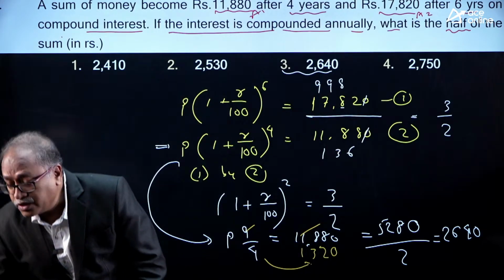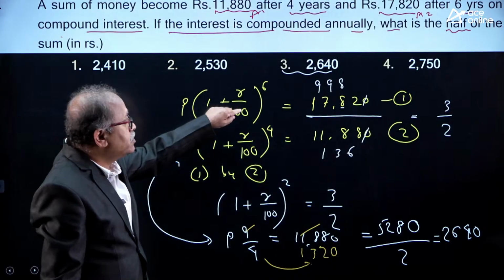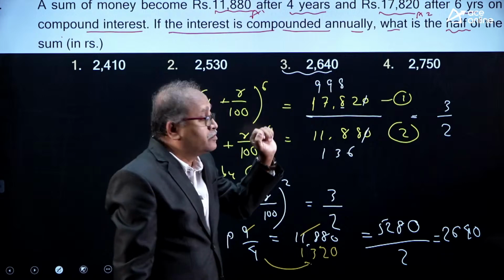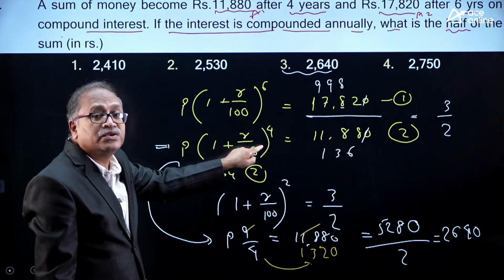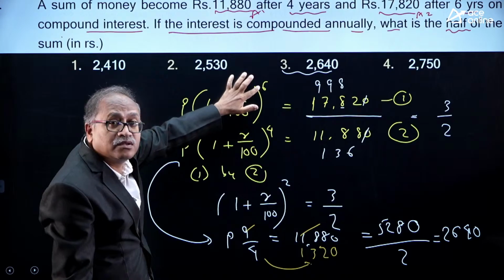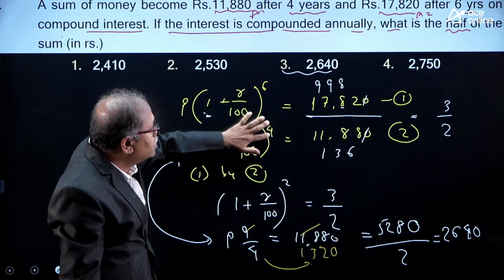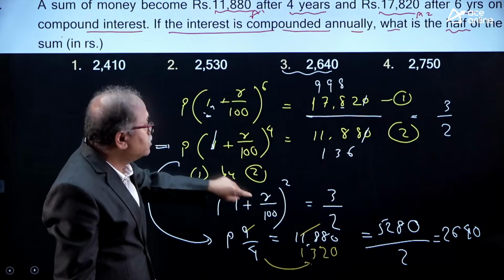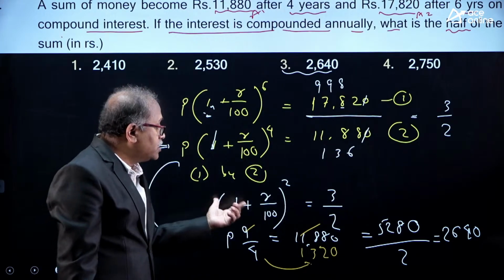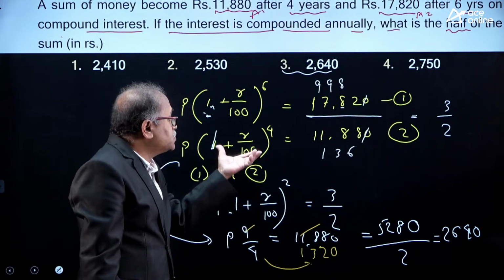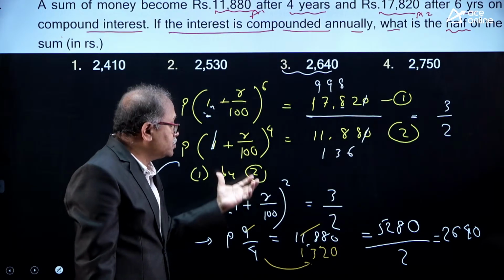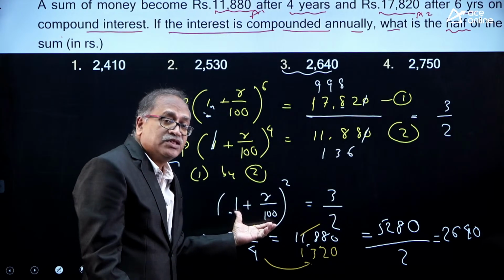The method is clear. You need to form one equation for 6 years and another equation for 4 years, and subtract that from this one. So, you are getting power 2 over here, p will get cancelled here, you are getting 3 by 2 here. So, once you get this value, replace this value in this or in this, any one of them is your choice. So, I am trying to replace it with a smaller value.